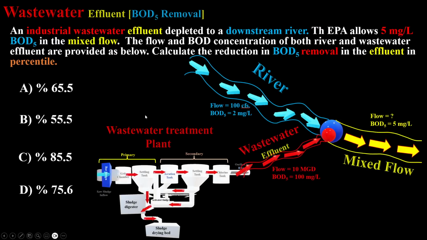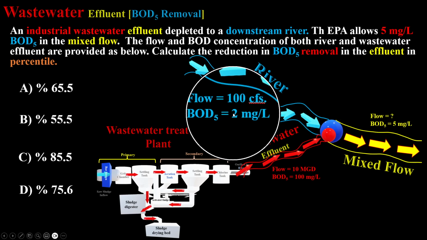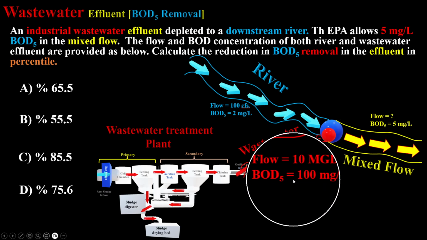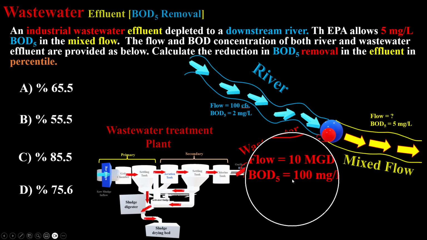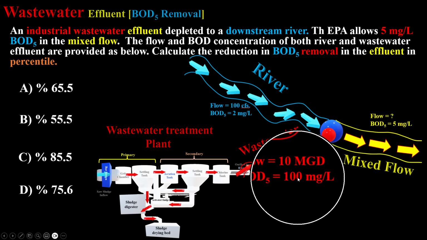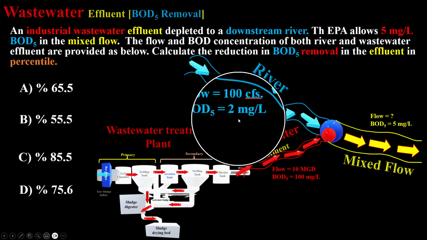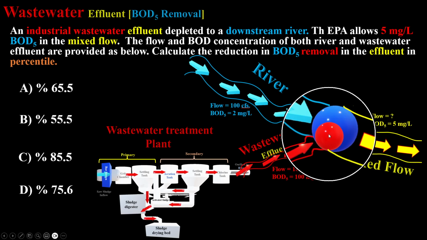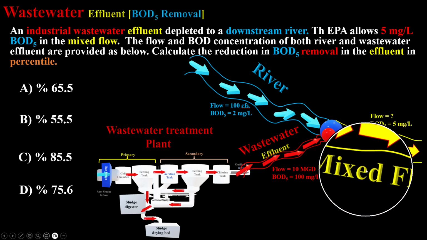So the problem says there is a river downstream with a flow and a concentration of BOD5, and the wastewater effluent with a flow of 10 mgd and BOD5 concentration of 100 milligram per liter. You can easily see the concentration of 5-day biological oxygen demand in the wastewater effluent is much higher than in the original river, which is 100 versus 2 milligram. Then it intersects with the river, and the EPA only allows 5 milligram per liter of BOD5 in the mixed flow.